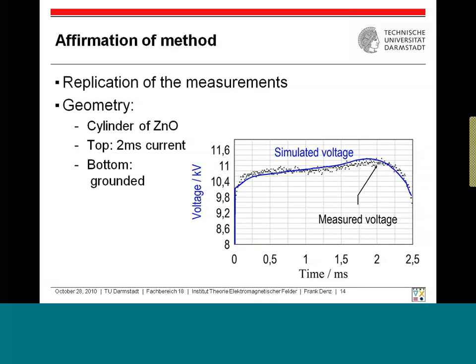How could we test if our parameters are right? The easiest way, or the only way we could do it simply, was to use the same measurement setup for our simulation. We had to pick a cylinder of zinc oxide with the parameters which we had just determined. The bottom was set to zero potential, and to the top surface we injected the total transient current that was measured. And here we can see the measured and the simulated voltage signals, which are sufficiently close to each other that we said, okay, we can use these values.